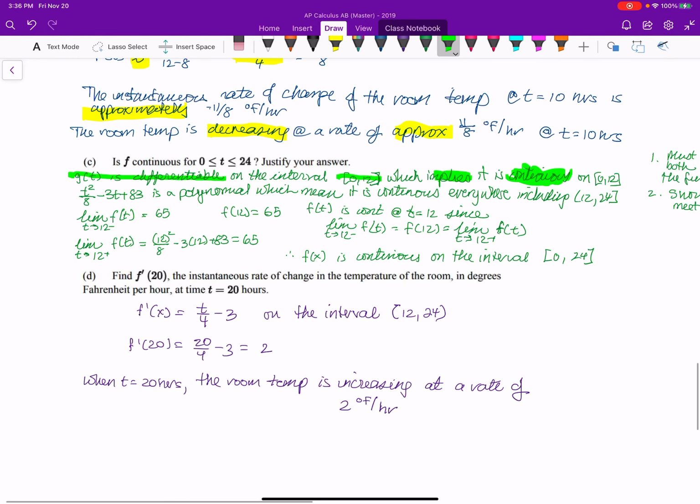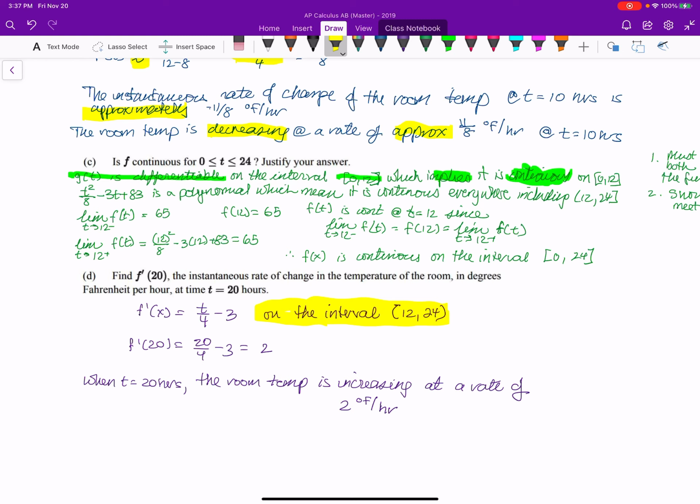All right, find f prime at 20, the instantaneous rate of change in temperature of the room in Fahrenheit degrees at time t equal to 20. So I'm going to establish that the derivative on the interval from 12 to 24 is the polynomial part. So I wrote, it's not true that f prime of x is equal to t over 4 minus 3 at all times. So that's why you have to add that it's only on the interval from 12 to 24.